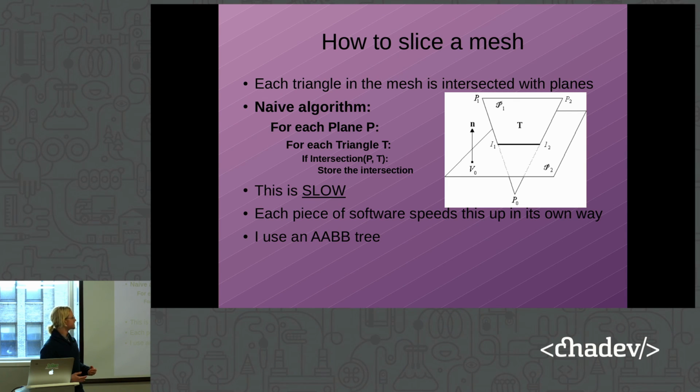In order to get these, a lot of different software will do things in different ways to speed up the process. I know Cura Engine stores things in a way that each triangle knows the triangles that it's touching in the mesh, so it can walk around in this mesh and figure out what's intersecting. For my personal software, I use an axis-aligned bounding box tree, which allows you, in logarithmic time, to decide which triangles actually intersect with each plane. So that really limits the amount of work that you're doing on every layer.